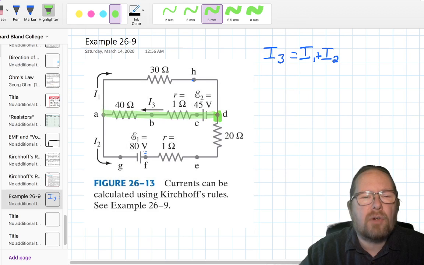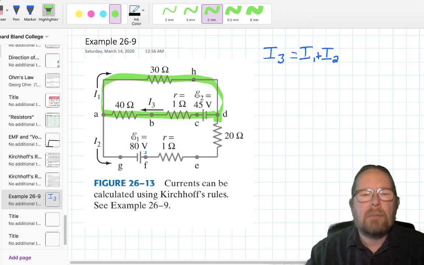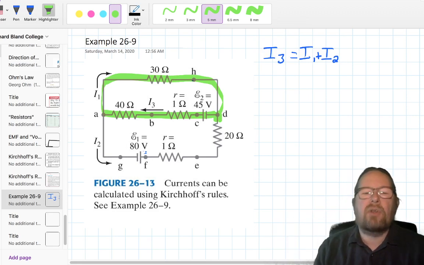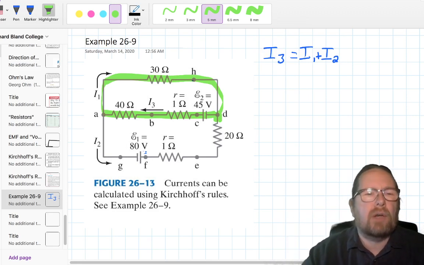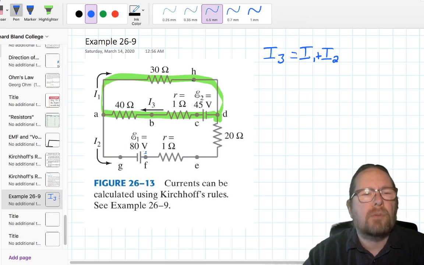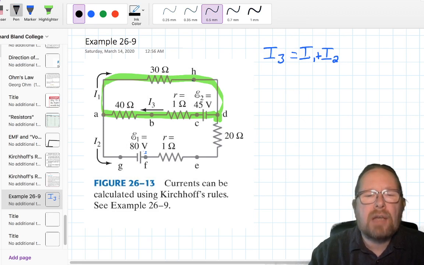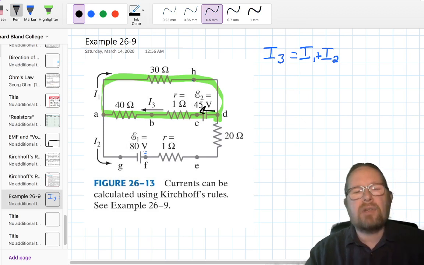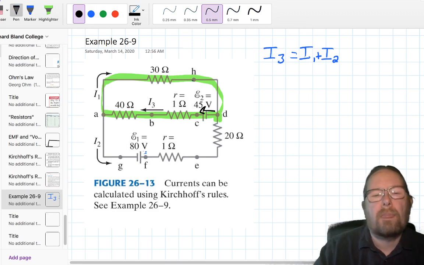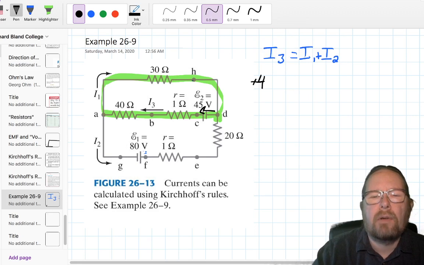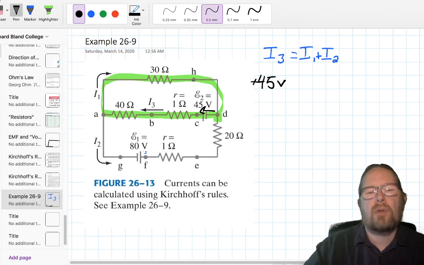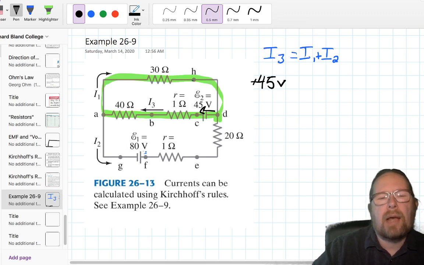Okay? In the direction of current 3 and the direction of current 1, around like that. And I'm going to count up all the changes in potential that I encounter while traveling around my loop. Okay? So I start at D, I go this way. The first thing I encounter is a positive change in potential of 45 volts, plus 45 volts. I'm going from the negative terminal of the battery to the positive terminal of the battery. I'm increasing my electrical potential by 45 volts.